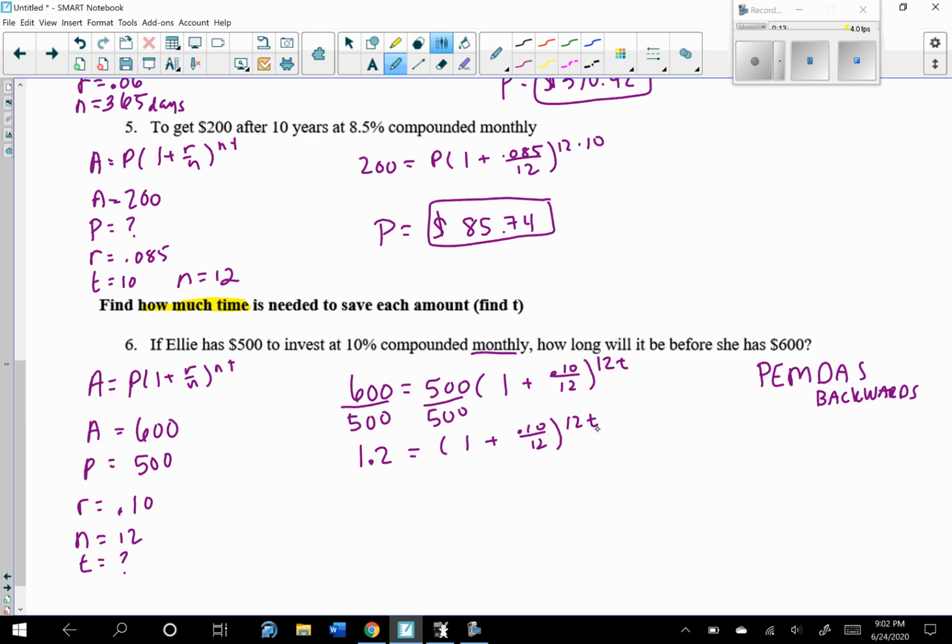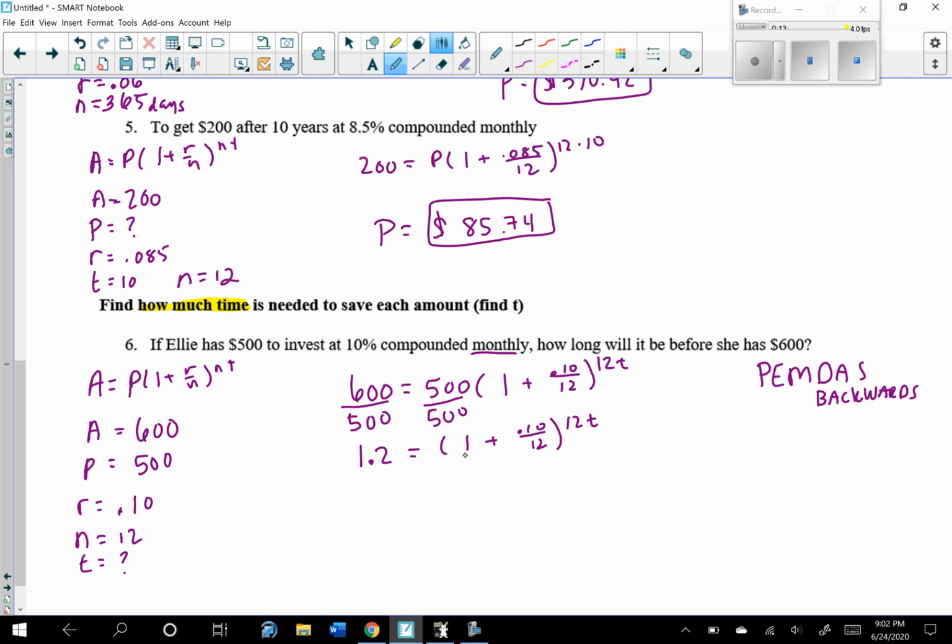So now I have a variable as an exponent, and we just spent a whole bunch of time in this last unit talking about how to solve a variable with an exponent. So take a moment to see if you can remember, what do I do in order to solve for a variable exponent?